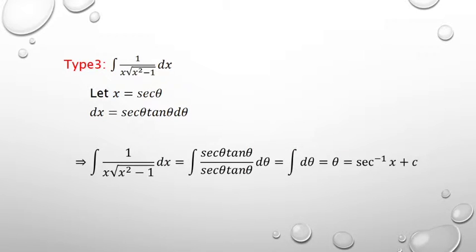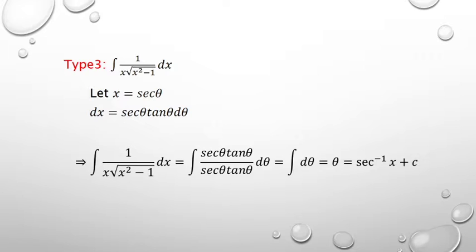The third example that we are going to do here is for type 3, and the problem is integration of 1 over x times root of x squared minus 1 dx. In this question, because we see x squared minus a squared, we have to let x equal secant of theta, and dx equals secant theta tangent theta d theta.